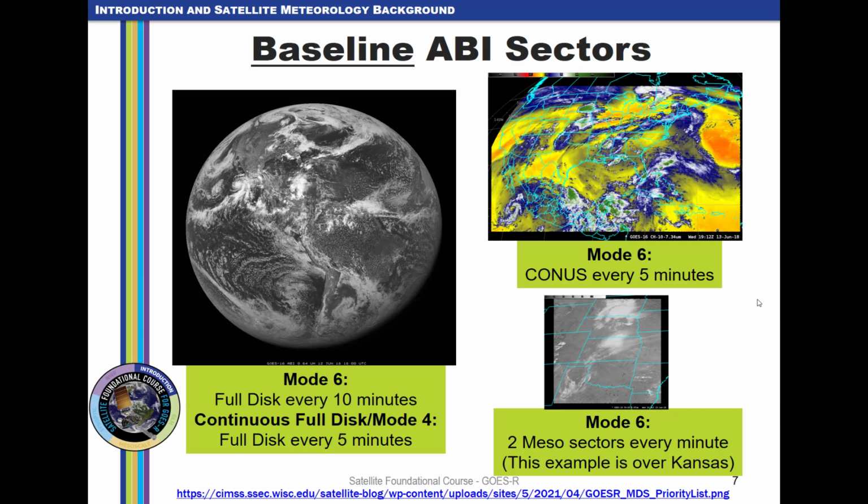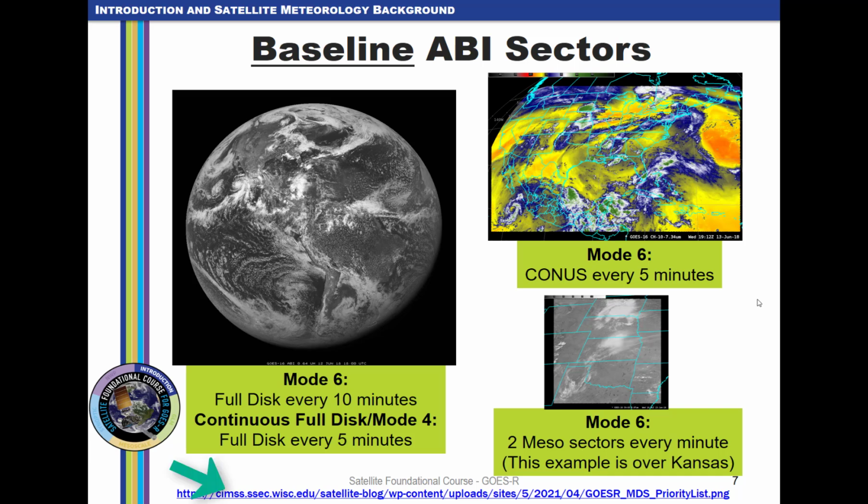The default scanning now for mode 6, just to repeat, is 1 full disk image every 10 minutes, 1 CONUS, or for the GOES West, I might call that PACUS, image every 5 minutes, and 2 mesoscale sectors every minute. You can also overlay mesoscale images to get 30-second scanning.